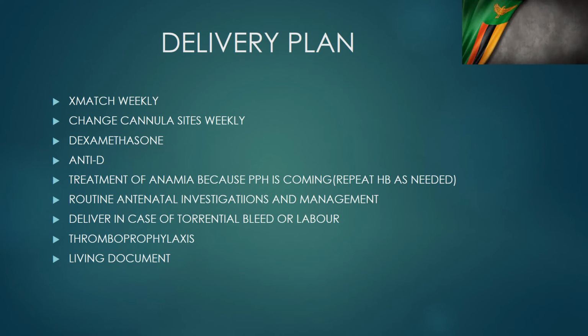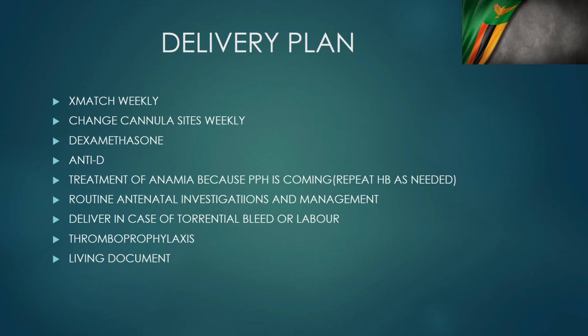For patients below 36 weeks, you need to give dexamethasone. We know we give 6 milligrams 12 hourly for 48 hours. So dexamethasone is important. For the rhesus negative patients, anti-D is important. If they are anemic, and most of our patients are anemic, we need to make sure we optimize the treatment of anemia. Vitamin C, ferrous sulfate, a proper diet.